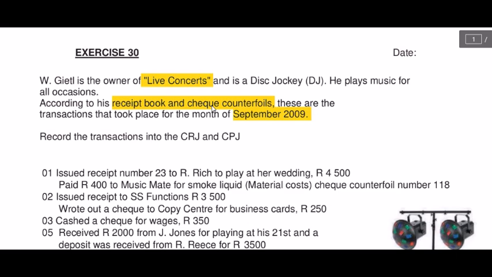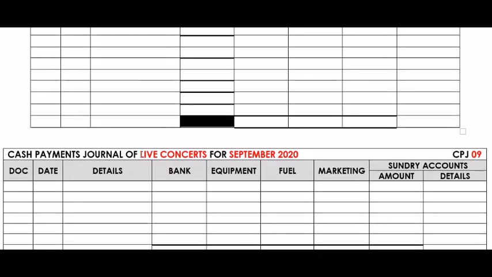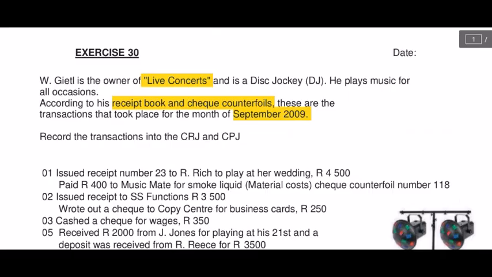Okay. So the first thing that we need to do is we have to go and give our journals headings. It will be the cash receipts journal of Live Concerts for September 2020. I think I made it 2020 because in your books it didn't specify 2009, but that's not the end of the world, and it's CRJ number 9. Same with the CPJ. It's the cash payments journal of Live Concerts for September 2020, and therefore it's CPJ number 9.